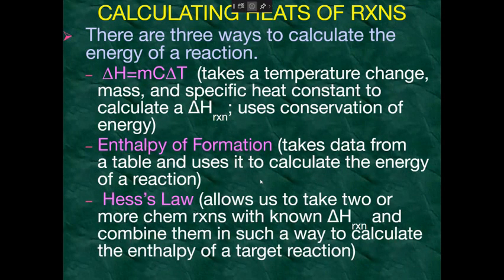And the last is Hess's law, which we'll also learn today. Hess's law is when you're taking known reactions and manipulating them, using the fact that enthalpy is a state function, and combine them in such a way to calculate the enthalpy of a target reaction which is unknown. So we know lots and lots of reactions. You can look up the enthalpy of reaction, but we can't possibly know all of them. So Hess's law is a good way to get unknown information from known information.